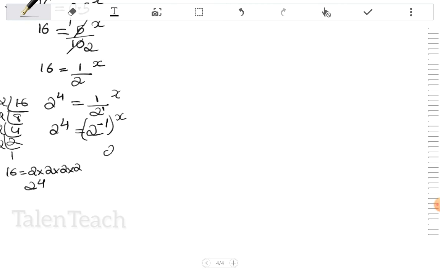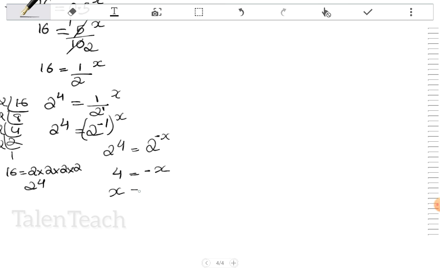So 2 raised to 4 is equal to, here we can apply the power law of exponents. That is, we have to multiply minus 1 and x. So 2 raised to minus 1 into x is minus x. So now the bases are the same. So we can equate the powers. So 4 is equal to minus x.